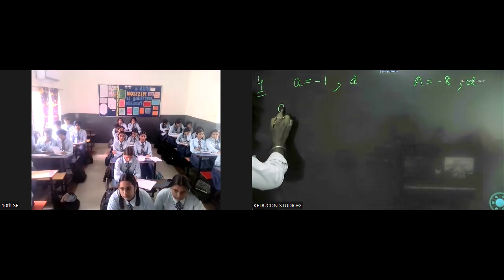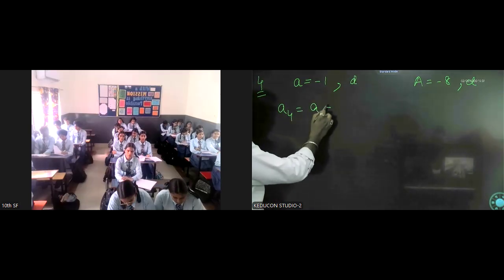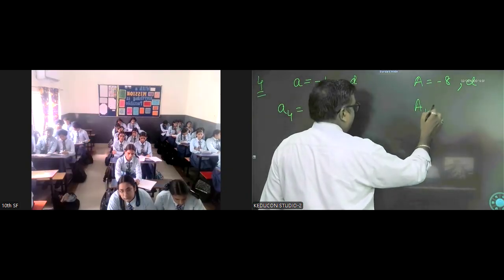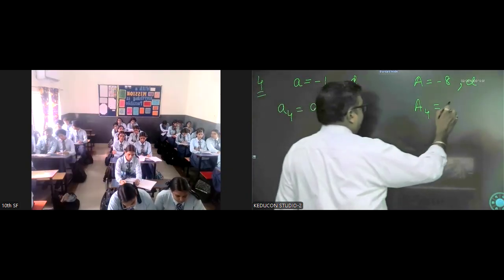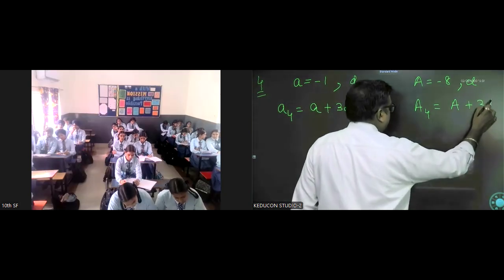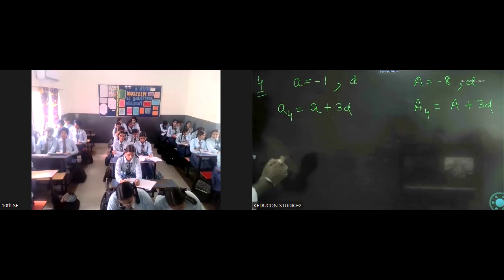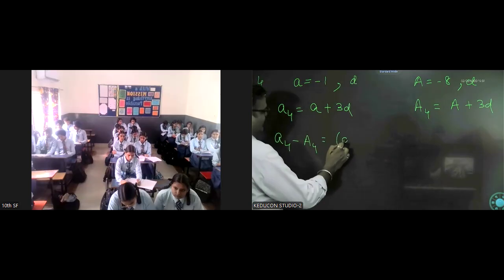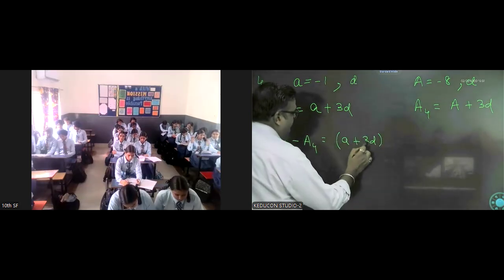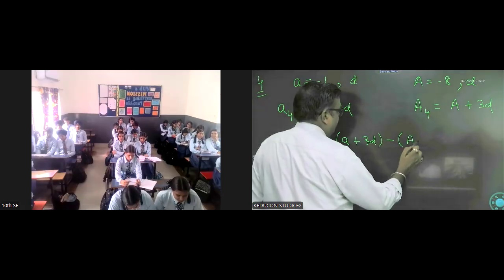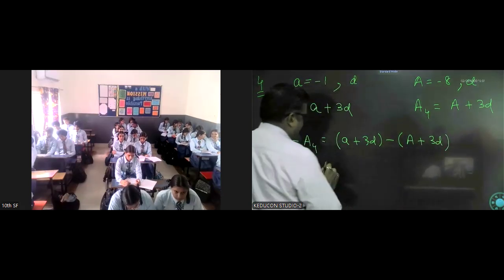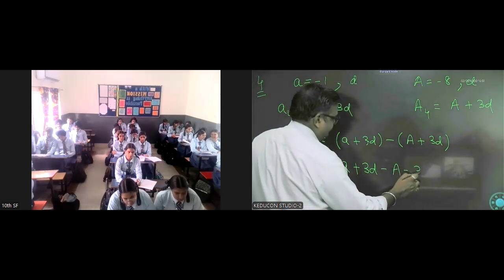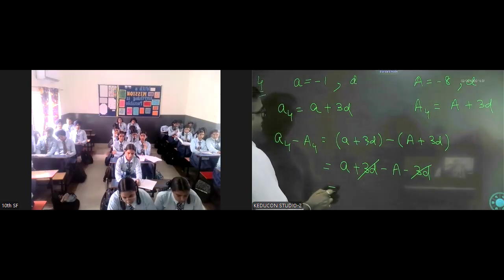What is the fourth term of this AP? a plus 3d. Right? What is the fourth term of this AP? That is capital A plus 3d. We have to find the difference between the fourth terms. a4 minus capital A4 means a plus 3d minus capital A plus 3d. Simplify this, students. So 3d and 3d are cancelled.